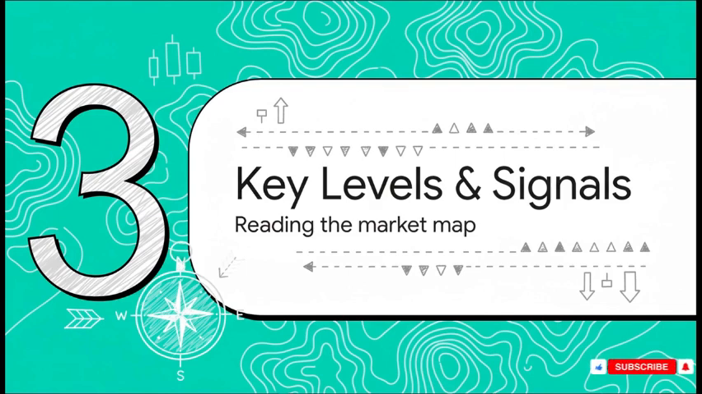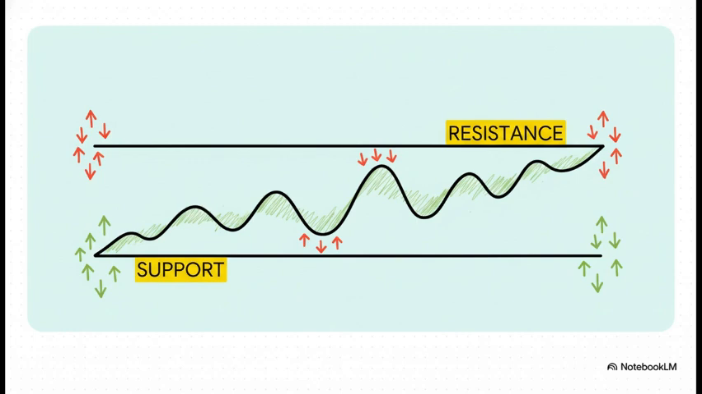Okay, cool. So we've got our compass, we know the general direction, but a compass isn't much good without a map, right? We need to know the terrain. And that's exactly what support and resistance levels are. They're like the mountains and valleys on our chart, the key barriers that price reacts to. The easiest way to think about it is like this.